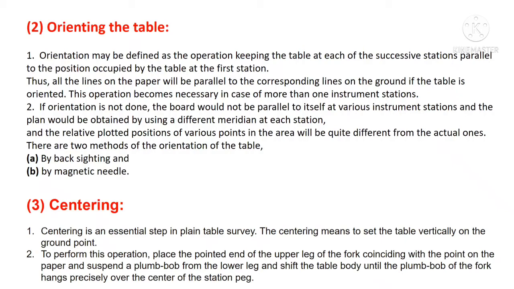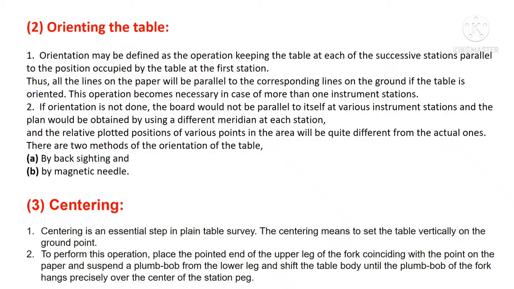The first is by backsighting. You might have heard something about ranging rods. We are going to place the ranging rods at the points where we want to plot the positions for the respective plane table survey. So you have to place the ranging rod, and you have to use an alidade.